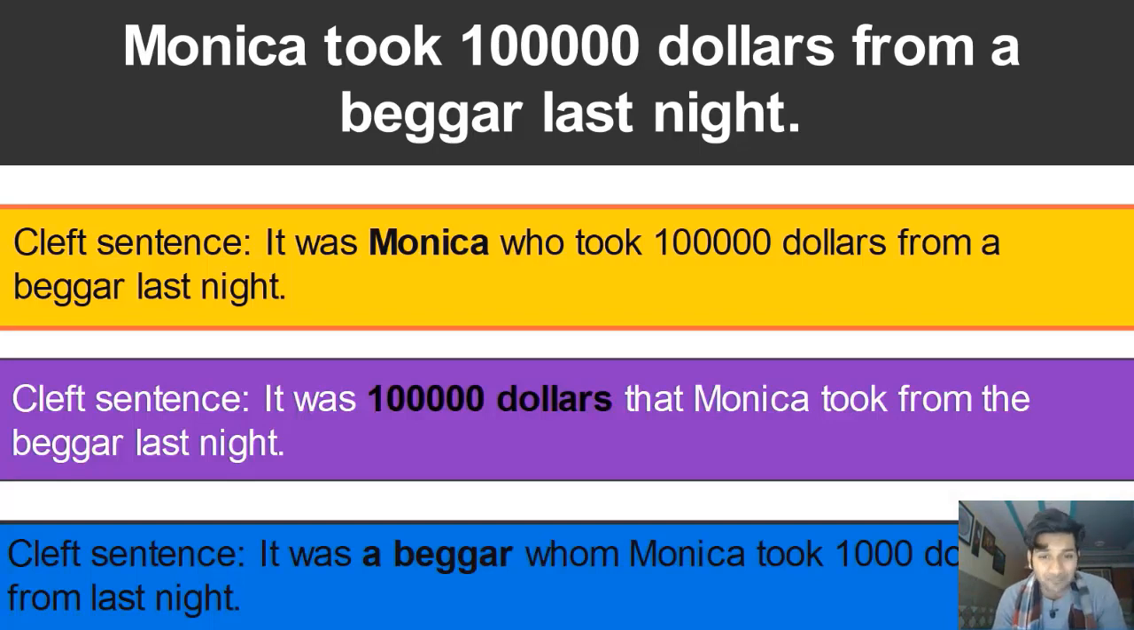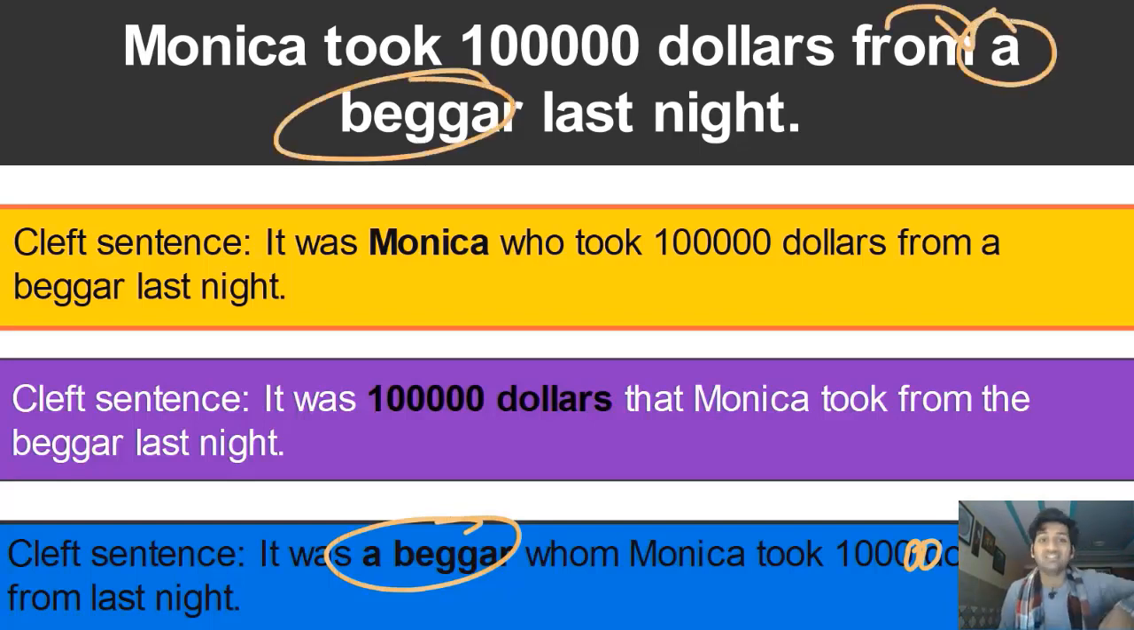It was a beggar whom Monica took $1 lakh from, right? Not just thousand, $1 lakh from. It was a beggar who Monica took $1 lakh from last night, right? Whom or who, both are fine, all right? Technically, whom is a better conjunction, but who is also accepted. It was a beggar. What are you talking about, my man? It was a beggar who she took $1 lakh from last night. So here I'm focusing on the object of the preposition, a beggar. Object of the preposition from, right? From whom? A beggar. It was a beggar who Monica took $1 lakh from.